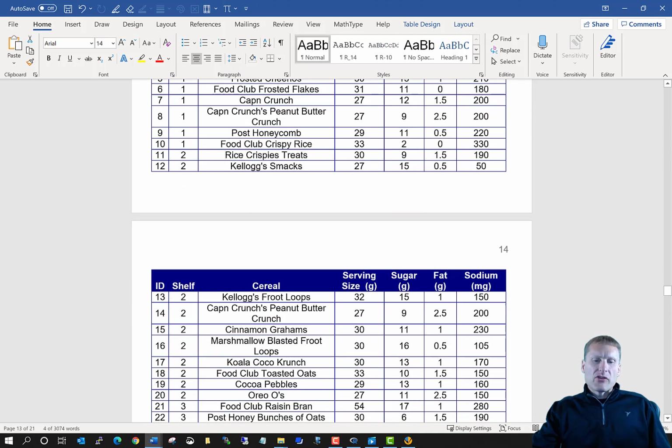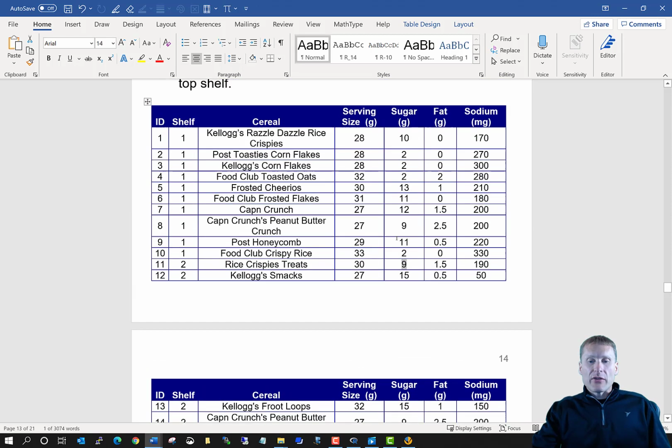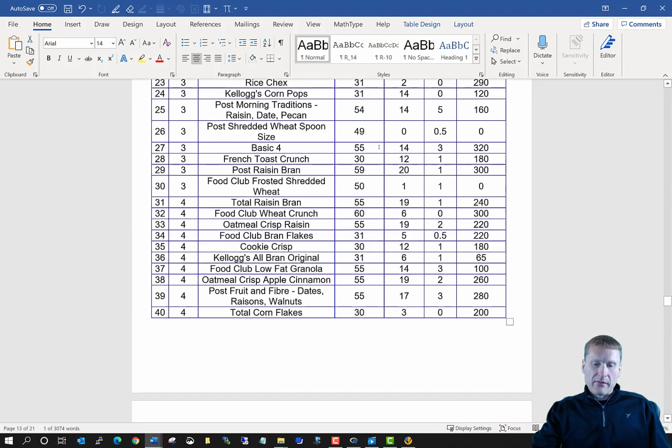So when I went to shelf two, the first item that I randomly selected was Rice Krispies Treats. 30 grams was the serving size, 9 grams of sugar for that serving size. Now, if you notice here too, each of these serving sizes, or most of these serving sizes, are actually different. And very shortly, we're going to have to take that into account in our analysis. Okay.